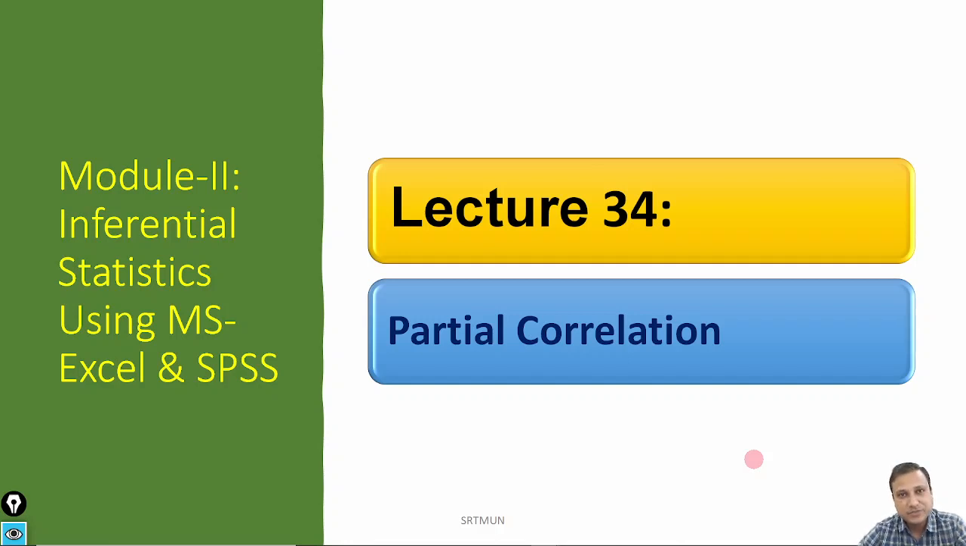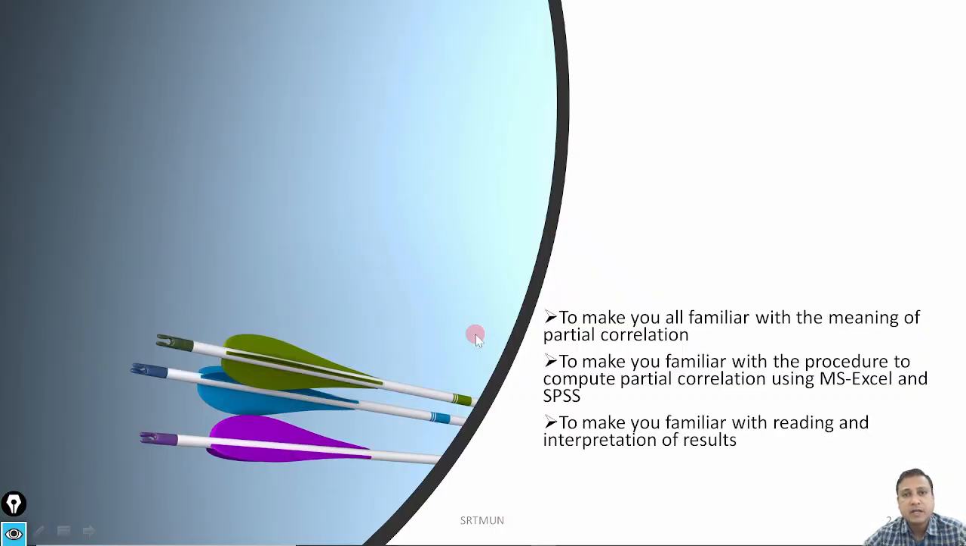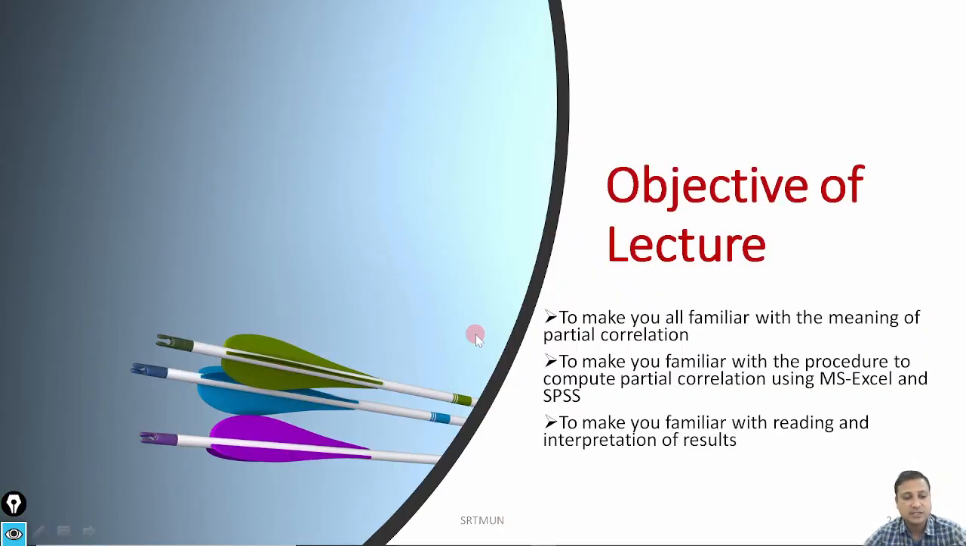Hello dear participants, I welcome you all here in this lecture number 34 today, and the title of today's lecture is partial correlation. As we all know, in the previous lecture number 33, we tried to understand the meaning of correlation, and also how we can compute or obtain the bivariate correlation value. In today's lecture, we are going to discuss partial correlation, and here are the objectives of today's lecture.